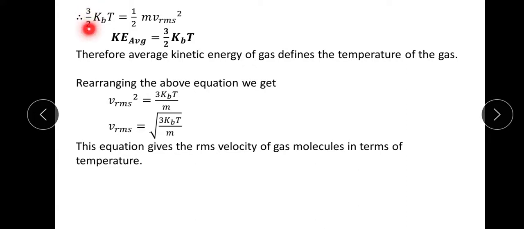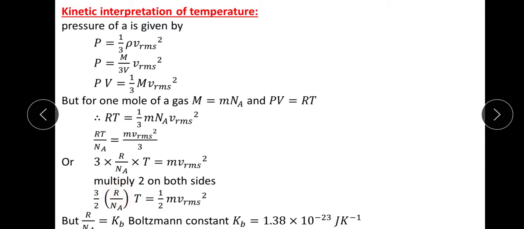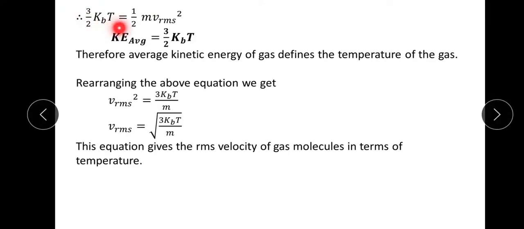Therefore, we get 3 by 2 kT. So we have just replaced this R by Na by K. So 3 by 2 kT is equal to half of m Vrms square. Now half m v square, Vrms is nothing but velocity, so velocity square. Half mv square is nothing but the average kinetic energy of molecules. So the average kinetic energy of a molecule is written as 3 by 2 K into T.